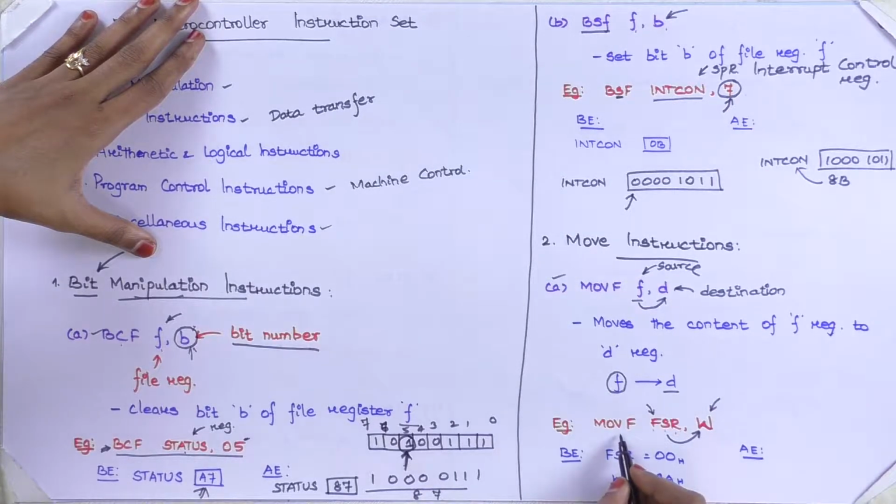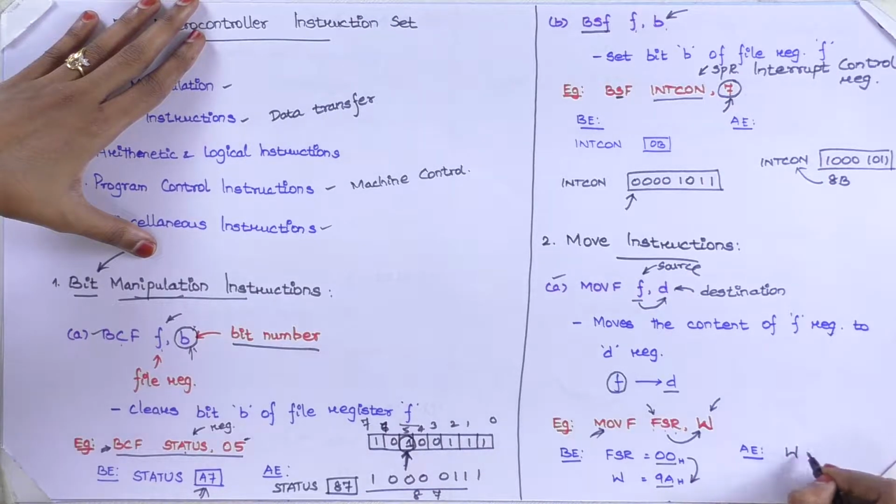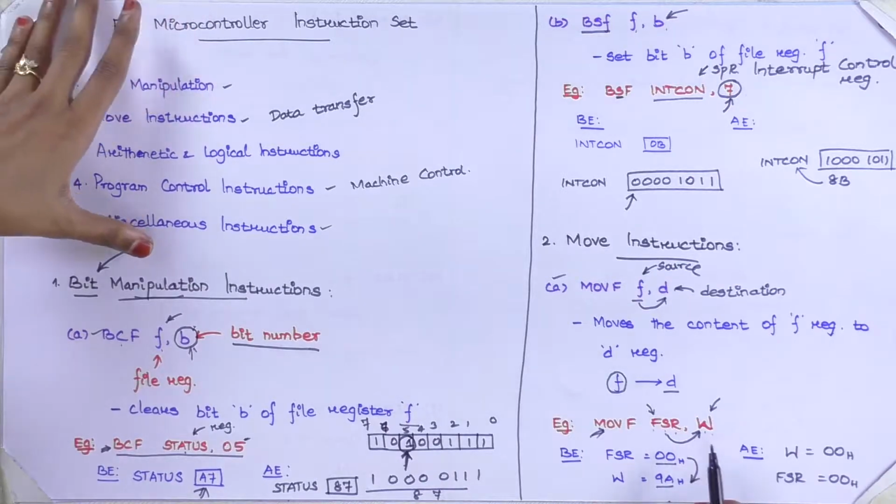Before executing this instruction, FSR has the value 00 and the working register has the value 98. So what will happen after executing this instruction? This will move the value of FSR into the working register. So the working register will have the value 00, and FSR will also have the value 00. Keep this point in your mind: here the value is copied from one register to another. It is not cut and pasted. It is copy paste.